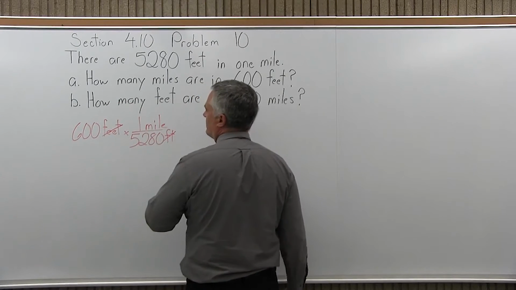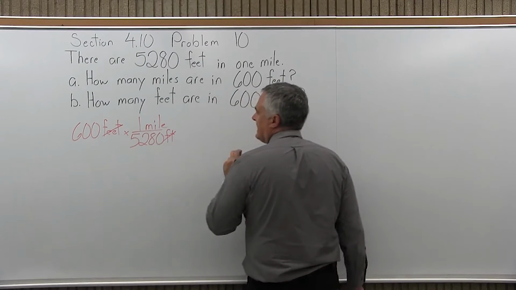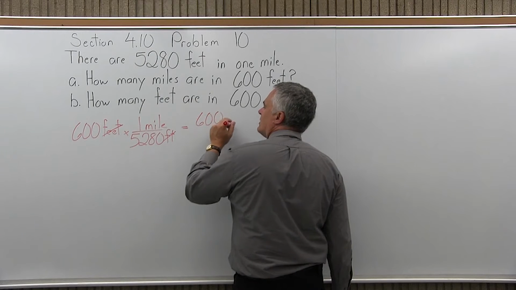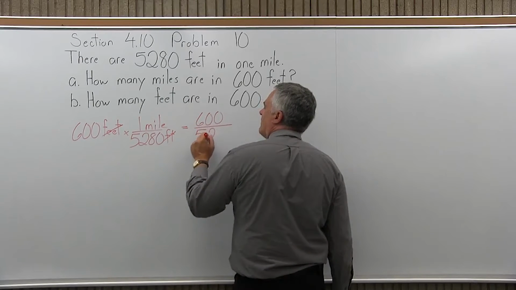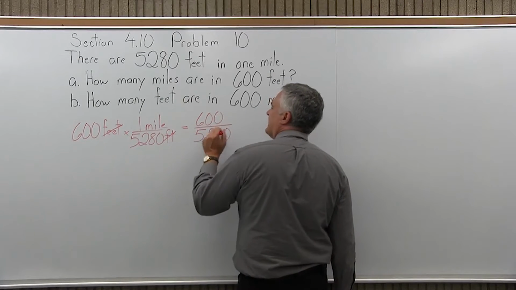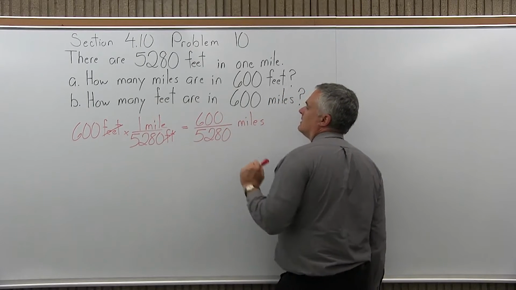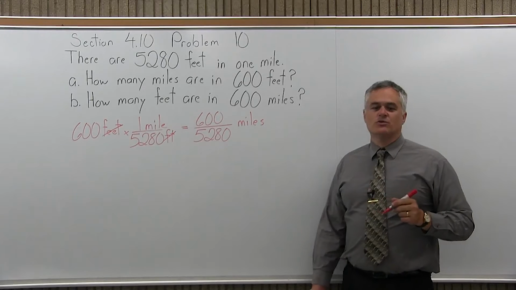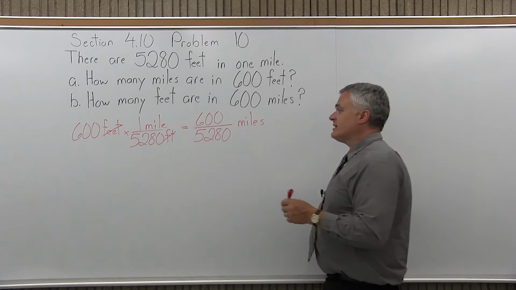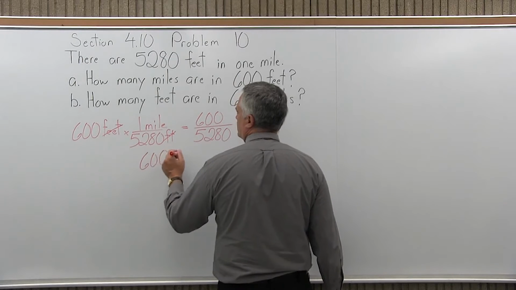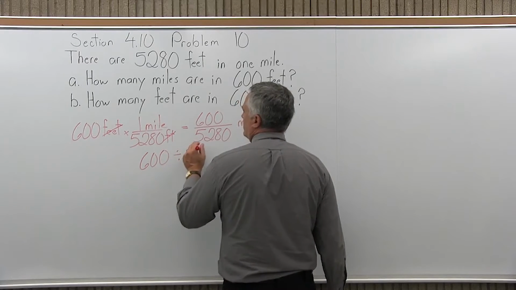I have feet in the numerator, feet in the denominator. And I have 600 over 5,280. And my units of measure will be miles. Now, that's not a fraction that reduces easily. You could actually leave it like that. That is an answer, but it's not one that makes a lot of sense to people. I would just do it on the calculator.